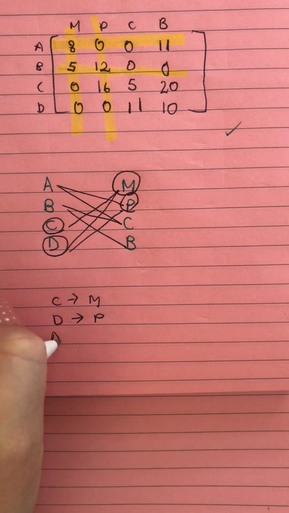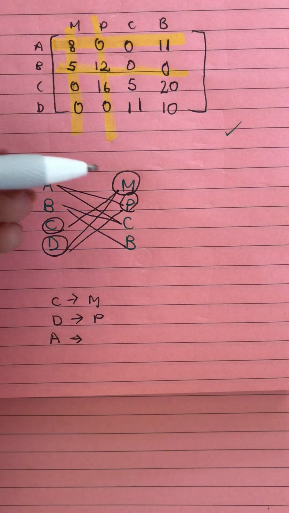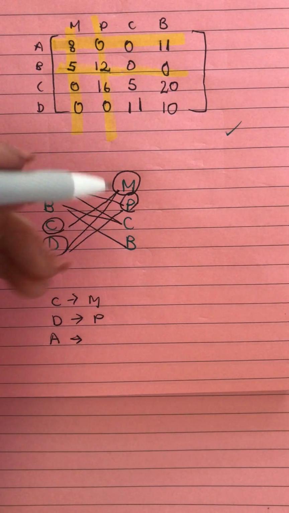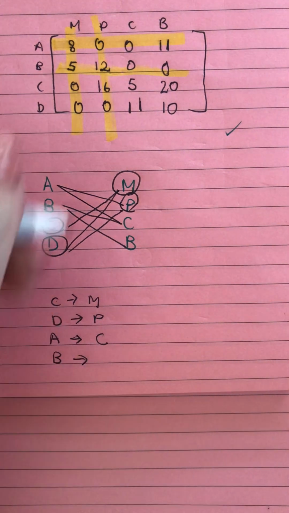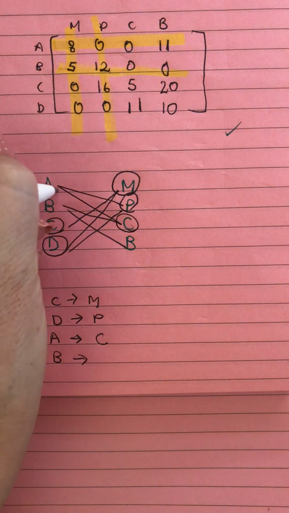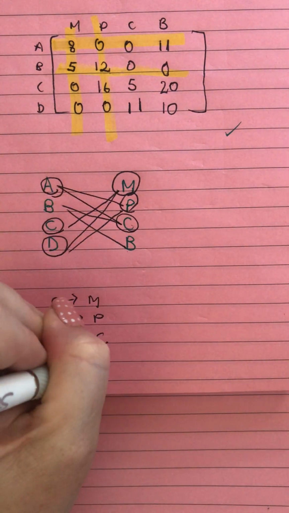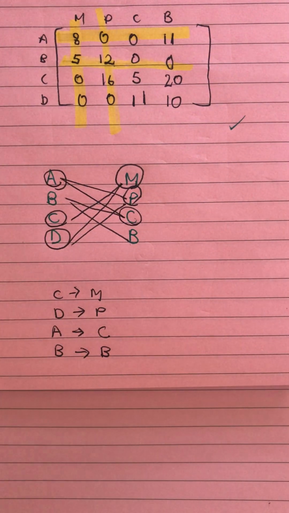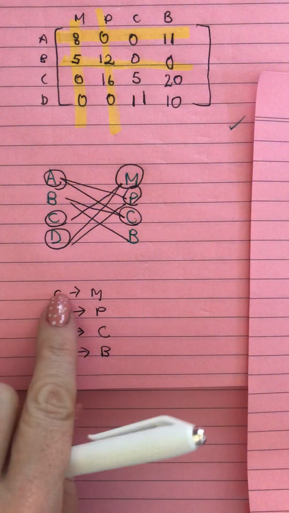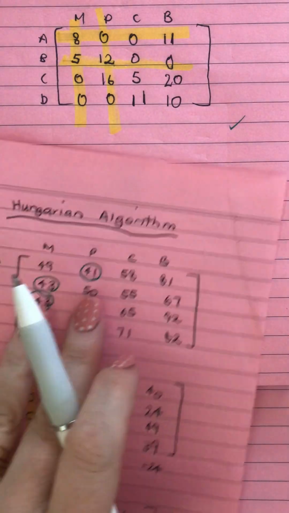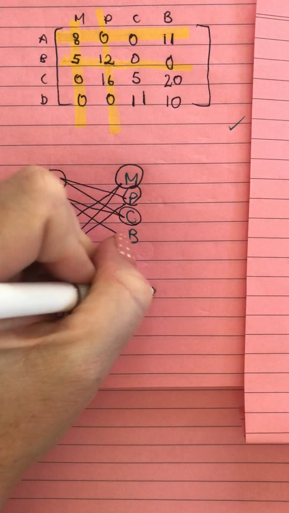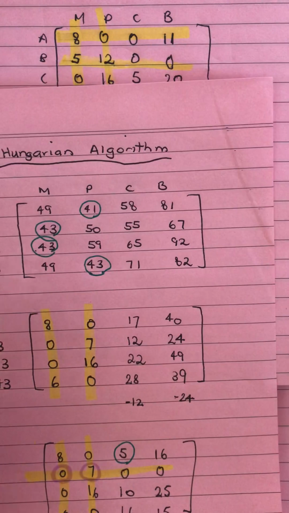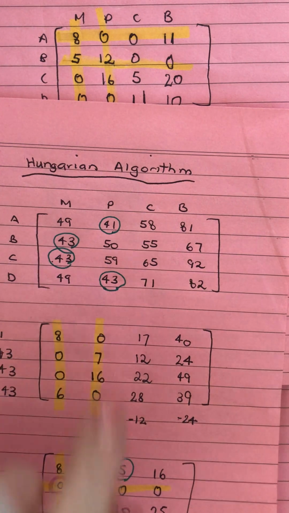Then I've got A can go to P or C. I've already used the P, so that means I have to go to C. And B can go to C or B, but I've already used the C for A, so that means that goes to B. Then we go back to our original matrix and get the numbers for that. So we're looking for C to M. If we look at our original, C to M was 43.